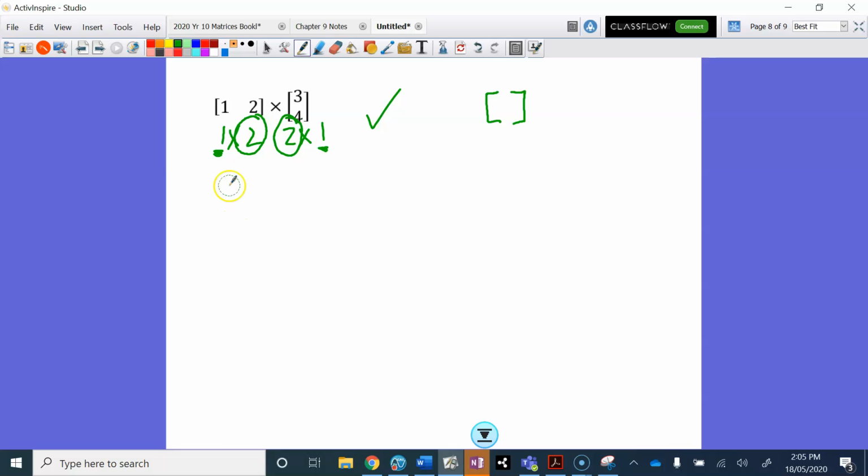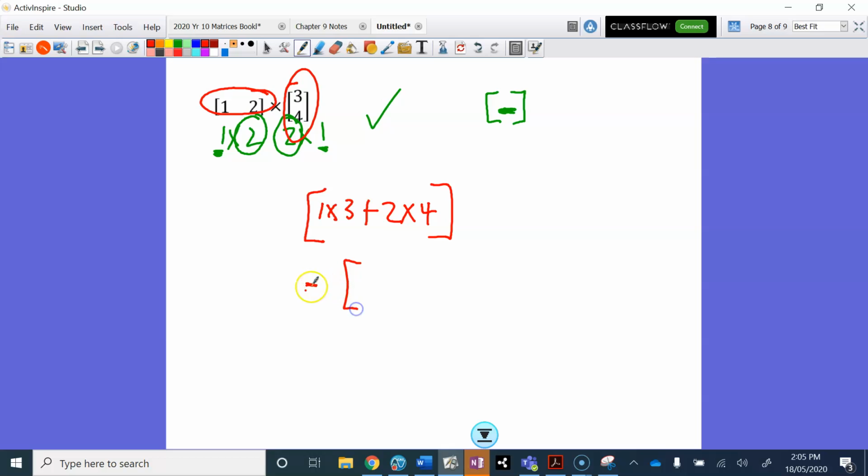So this time when I'm doing my calculation, because I've only got one answer, I'm looking for first row, first column. So in this example, I'm going to run across the first row, dive down the first column, and my answer calculation will be 1 times 3 and 2 times 4. 3 plus 8, 11, which is a 1 by 1 matrix.